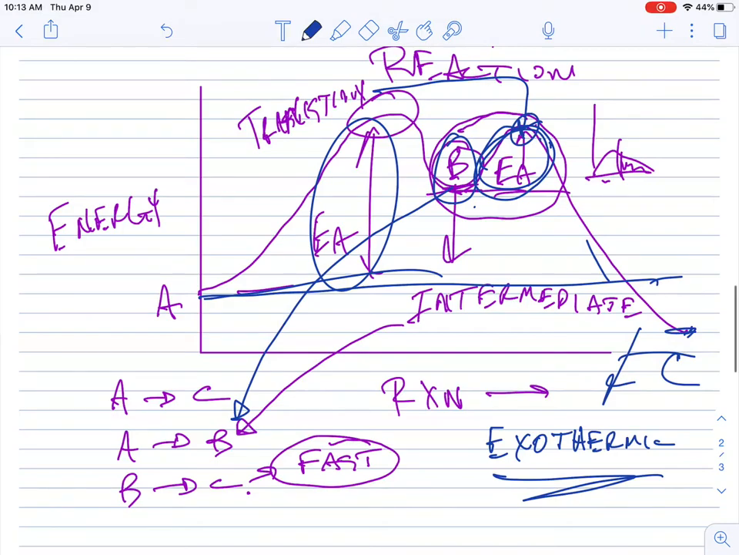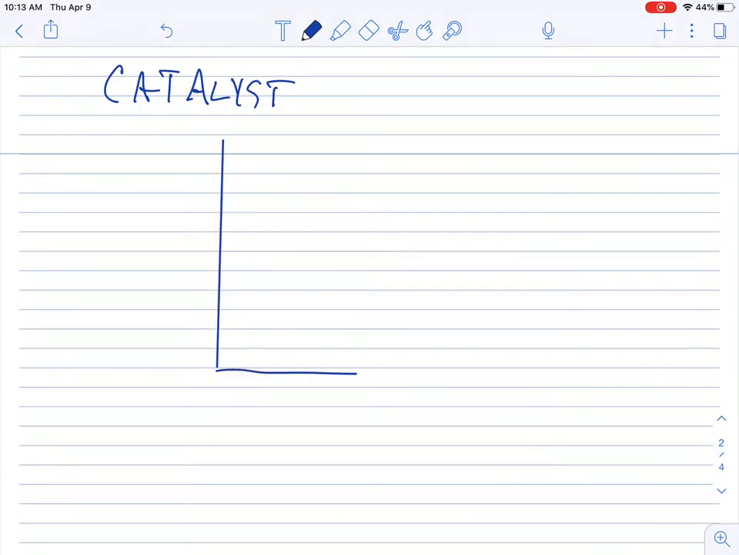Now let's talk about a catalyst. On your cars, you all have a catalytic converter. What a catalyst does is lower the activation energy. So let's say that this is your normal graph.